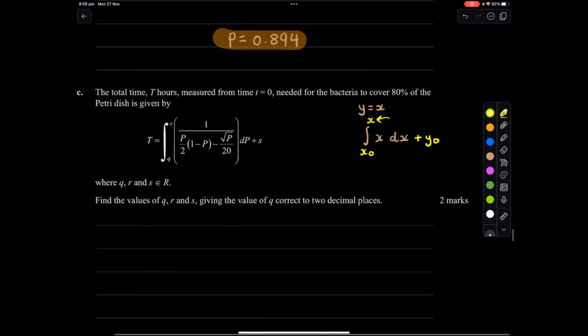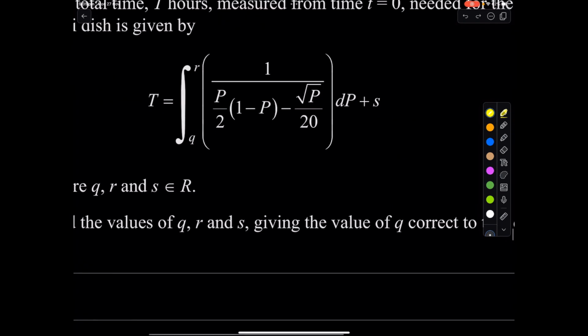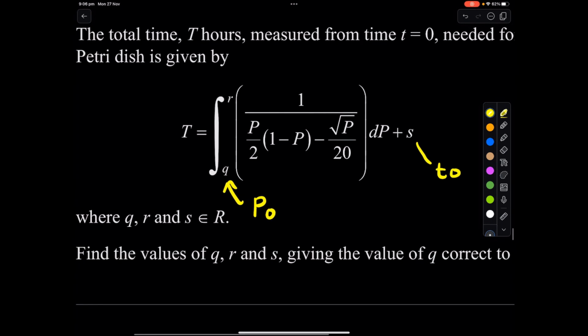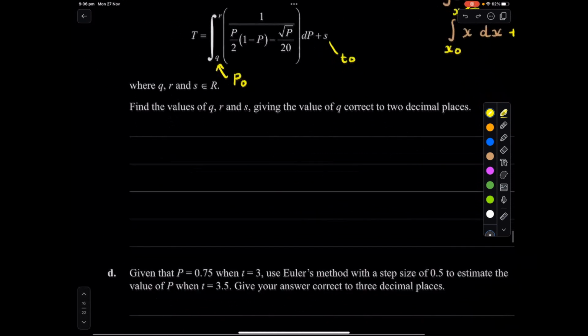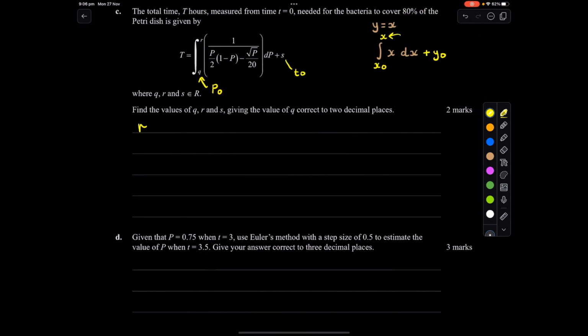So using this kind of form, it's saying the total time measured from t equals 0 needed for the bacteria to cover 80%. So we want to cover 80%, okay? And remember here, it's in terms of p. So our q here means what? It's our p initial. Our s here is going to be our t initial. And over here, r is where we want to go to, which in this case is just 0.8. So our r value is just 0.8. That's easy. That was not too bad.